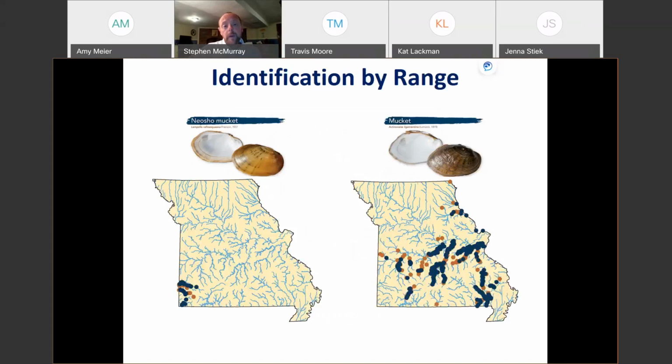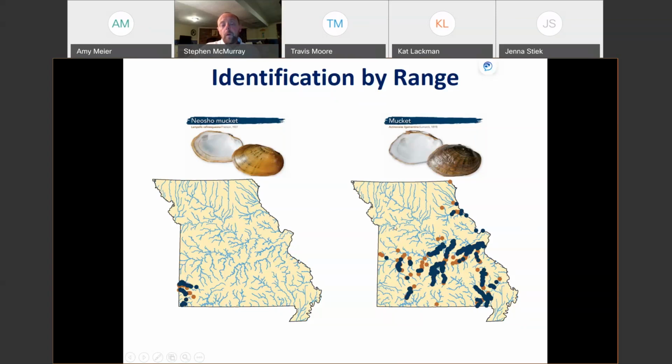And we can use this, especially for some species, identification by range. And so if I happen to be out and I pick up a shell that looks like this, but I'm in the middle of the Merrimack River Basin, I know it's not this species because this species is only found in the Spring River system of southwest Missouri.